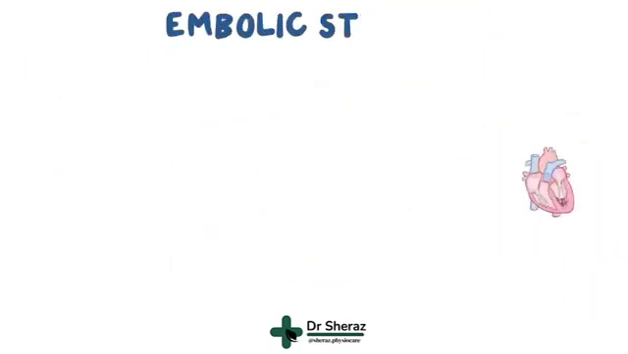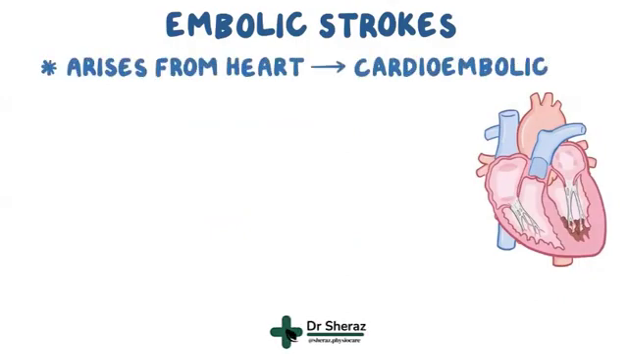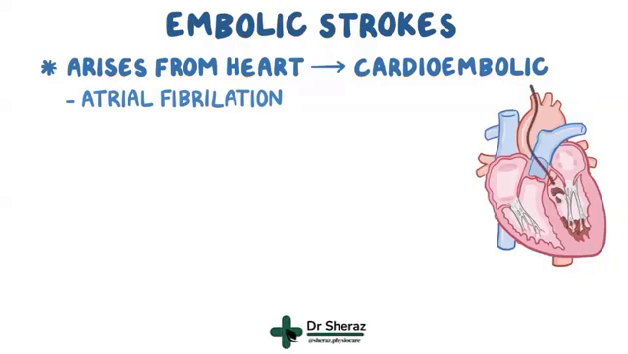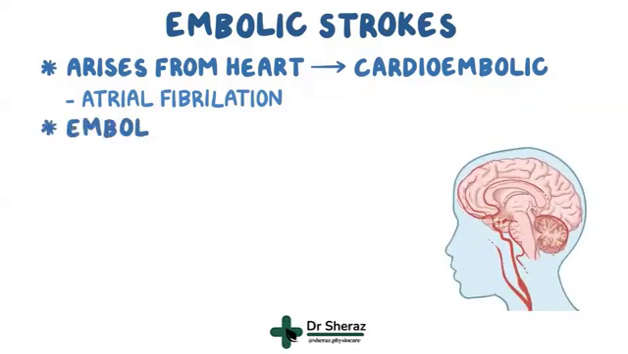An embolic stroke is when the blood vessel is blocked by an embolus. If it arises from the heart, it's called cardioembolic, and that usually occurs in the setting of atrial fibrillation. That's because in atrial fibrillation blood stagnates in the atria and can become clotted. That clot can then travel up to the blood vessels supplying the brain.